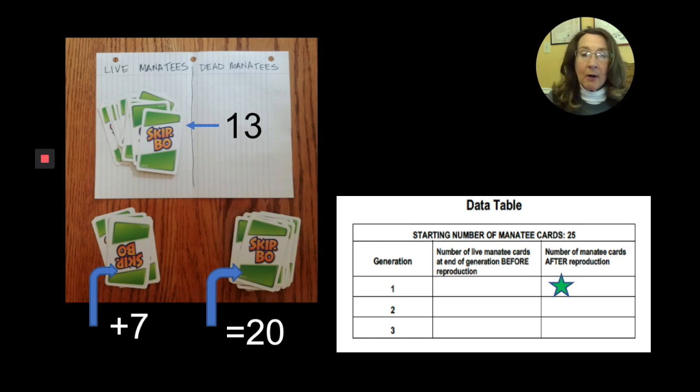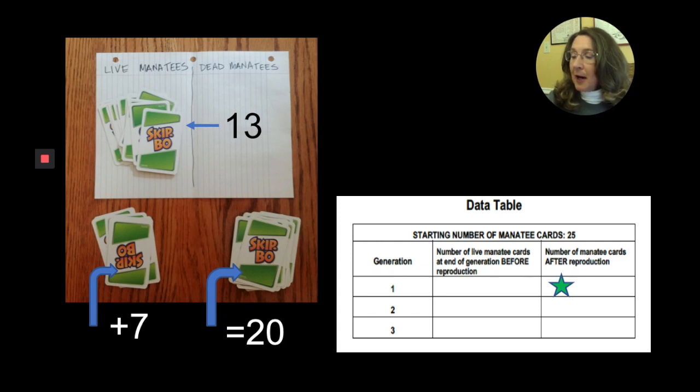So I now have 20 cards in my new stack that I am going to use as my first generation population. The new cards that you have added to your stack represent new individuals that were added to the population by reproduction.